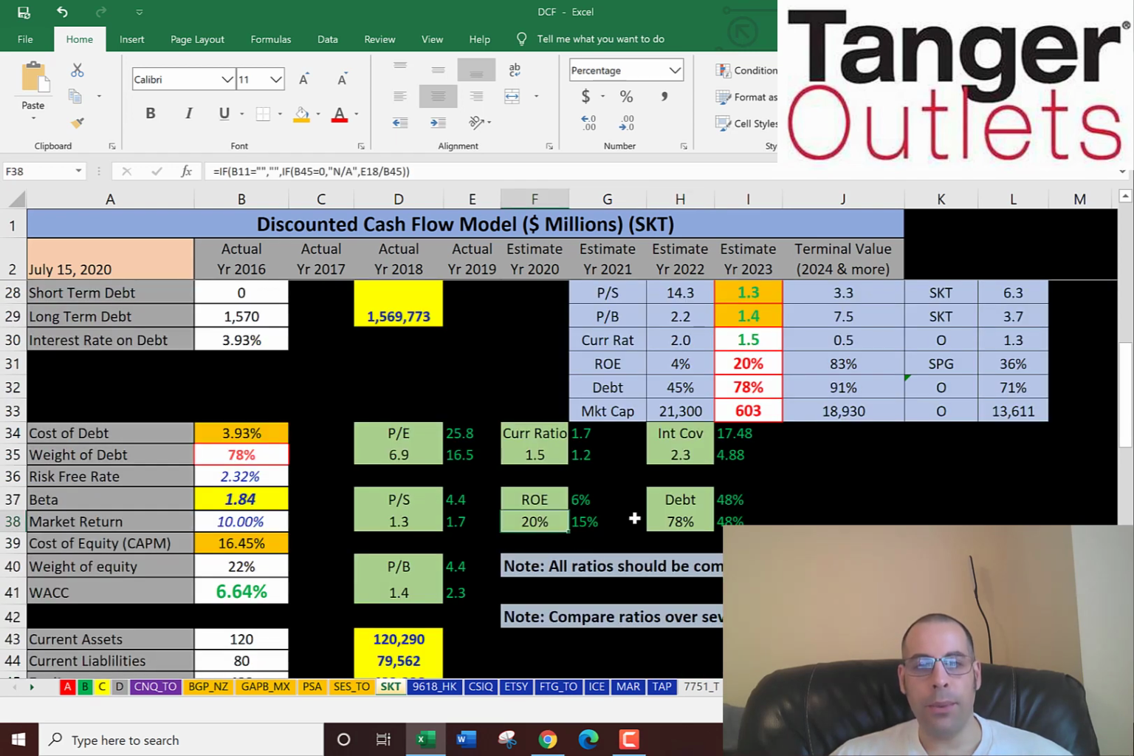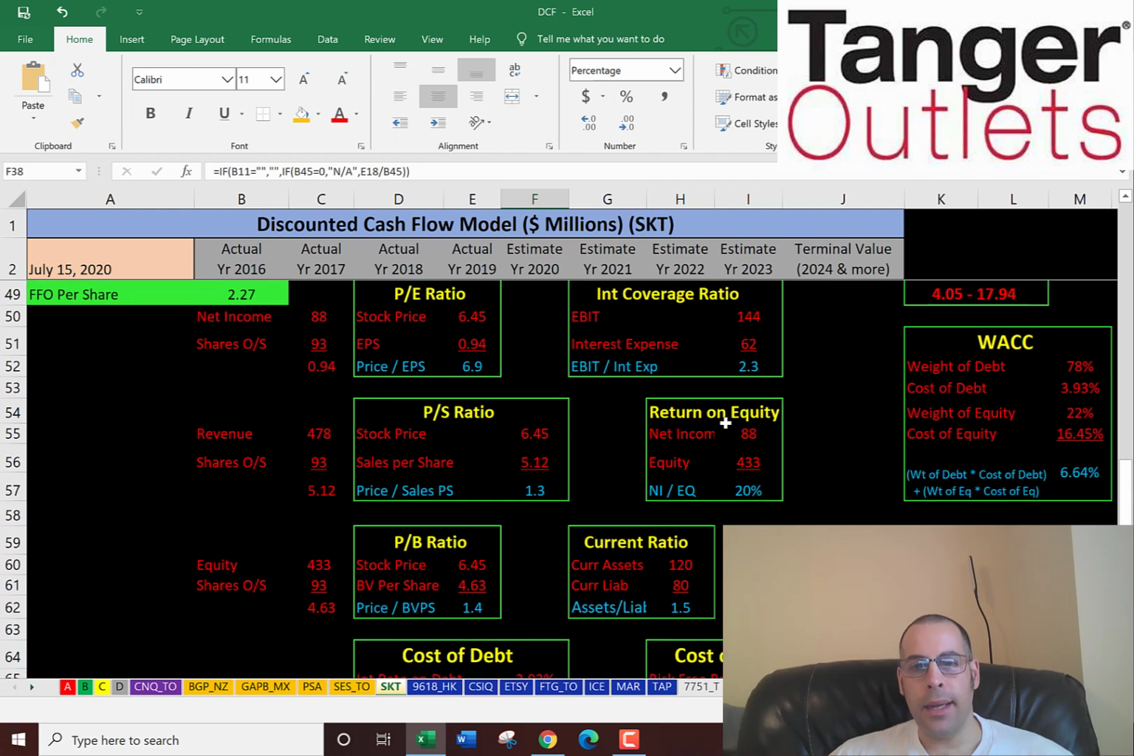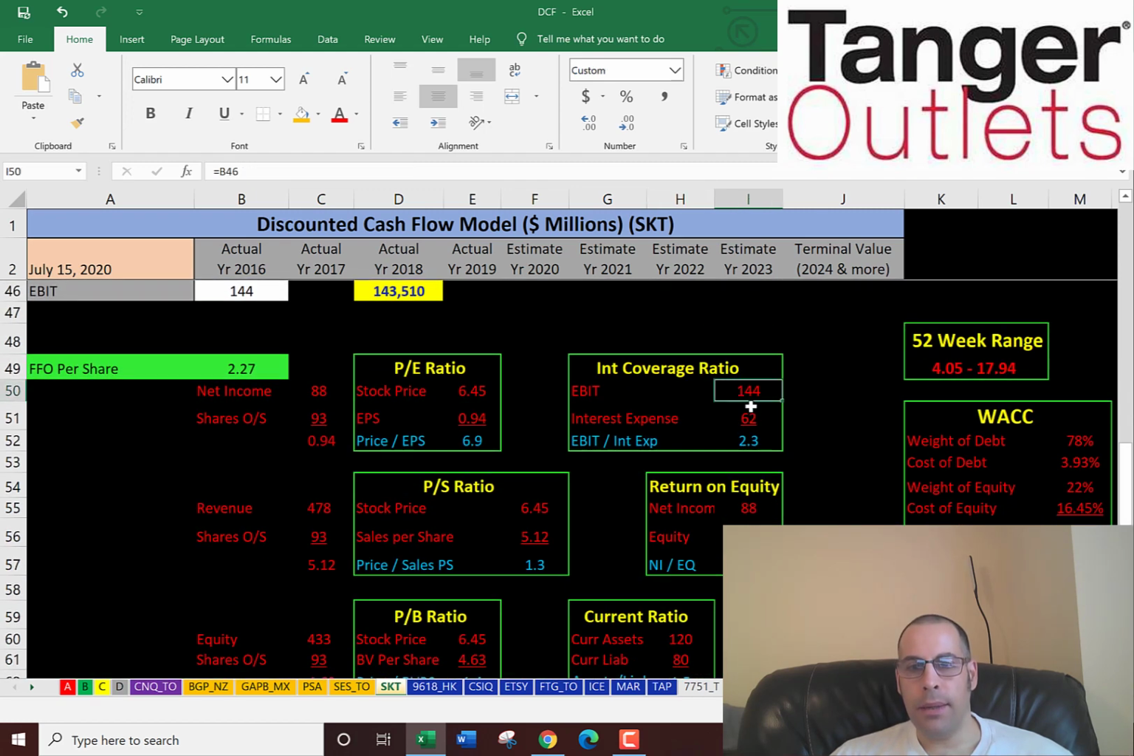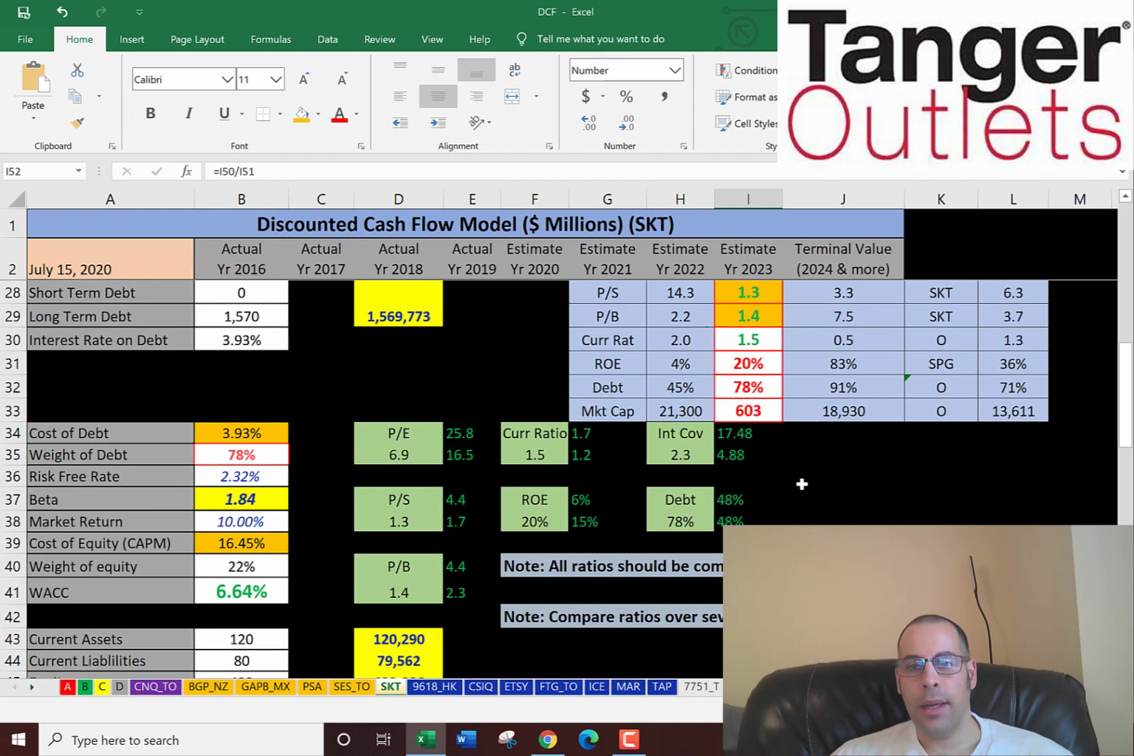ROE at 20%, which is good. That's income, 88 million, over equity, 433 million. So they can provide a good return to the equity holders. Interest coverage ratio of 2.3, that's EBIT, 144 million, over interest expense, 62 million, 2.3. So they can cover their interest expense, and debt of 78%, so they're definitely leveraged.